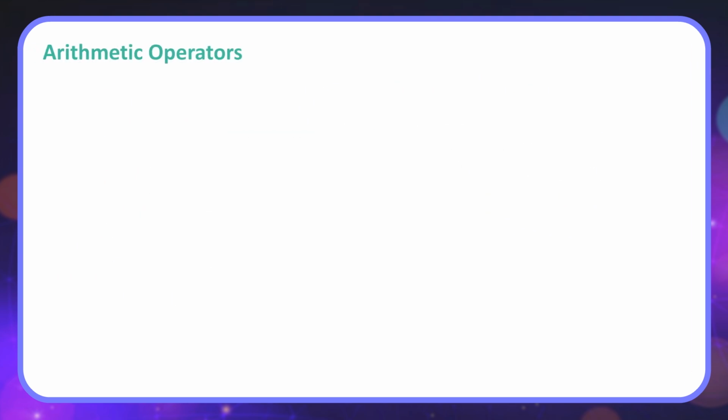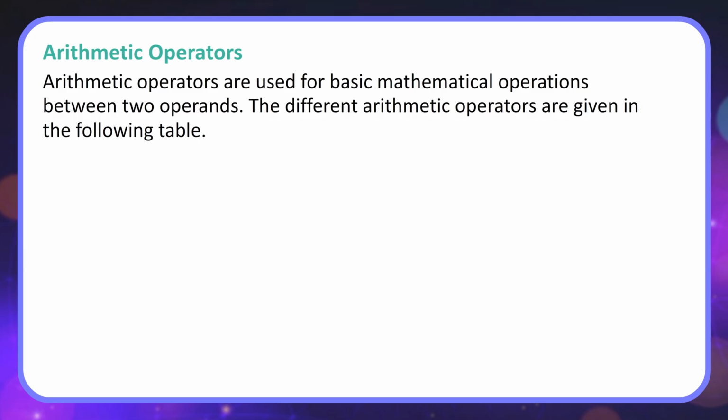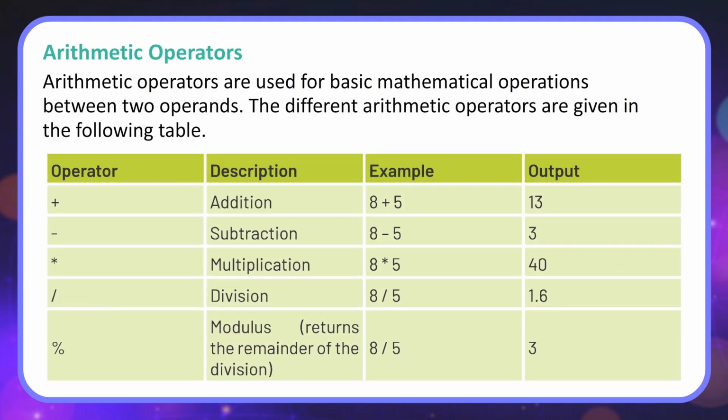Arithmetic operators. Arithmetic operators are used for basic mathematical operations between two operands. The different arithmetic operators are given in the following table. Operator, description, example, output. Plus, addition, 8 + 5, 13. Minus, subtraction, 8 - 5, 3. Multiplication, 8 * 5, 40.